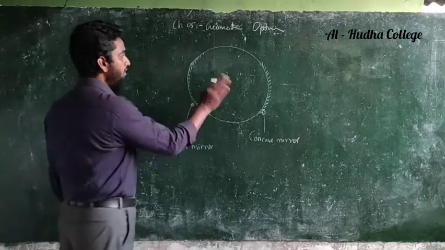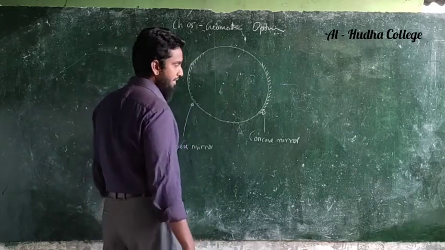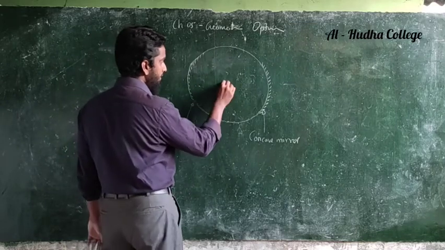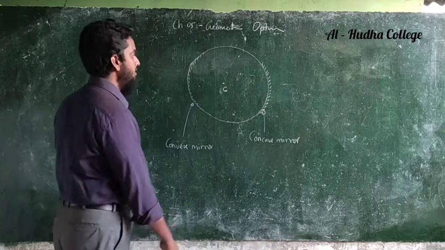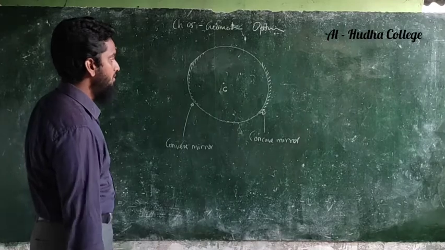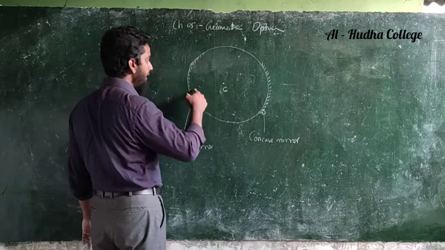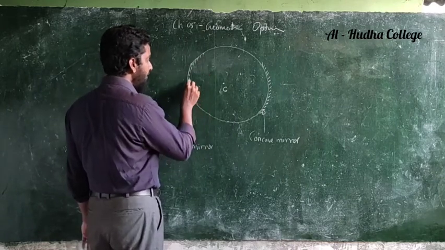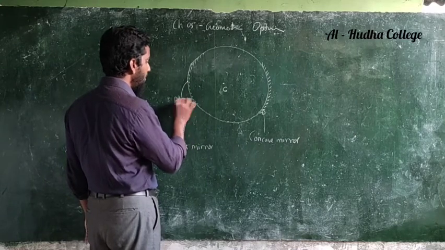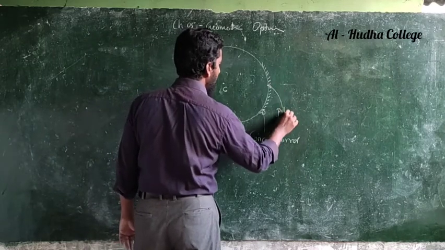For both of these mirrors, for this curve, there will be a center. For this curve you have a center, and that center is known as the center of curvature. Note this down: center of curvature. Now if you consider the mirror, there will be a midpoint, which is known as the pole.